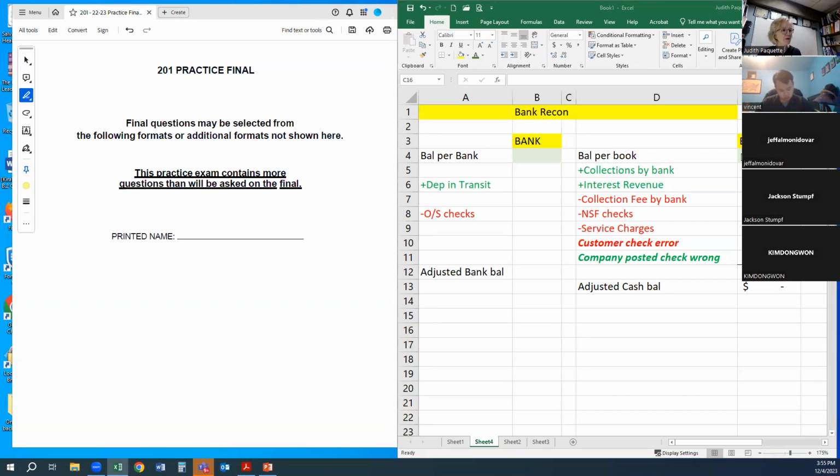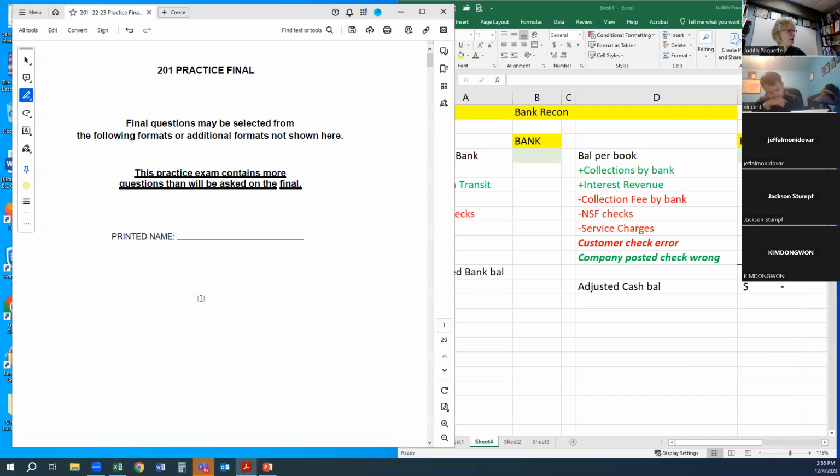On the books side, you start with a balance per your T account cash, and then you add collections by the bank. You add any revenue that the bank records that wasn't on the books. If the bank is charging any weird fees, if there's an NSF check, you subtract it. You subtract fees by the bank. You subtract service charges. And then in that one problem that we did we had a customer check error, and we had a company check error.